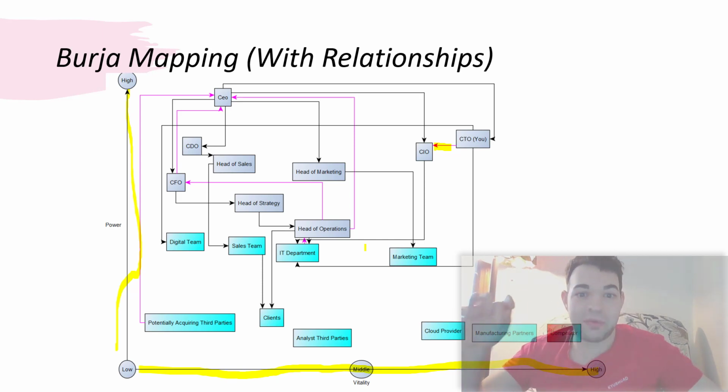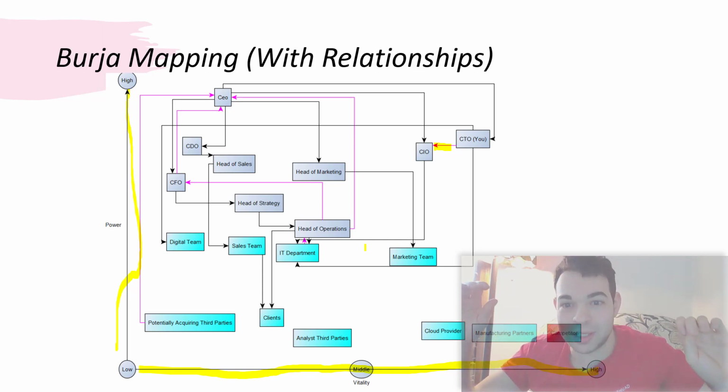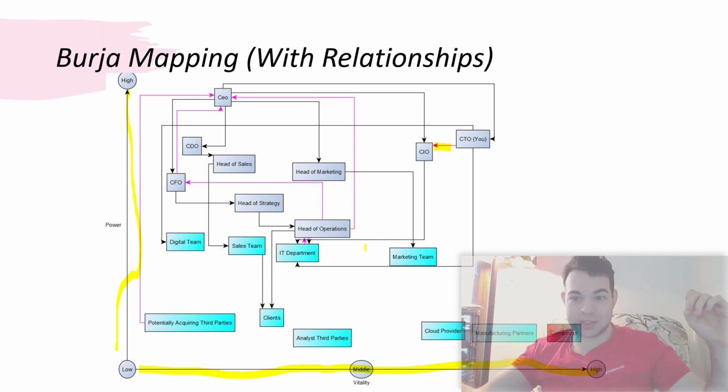You can go from influence to power. I can influence the CIO to tell the IT department to do something, but I can't tell the CIO to influence somebody, because that's not how power works. I can't tell somebody to use their influence. I can only influence them to use their influence. So that's the second thing to know.